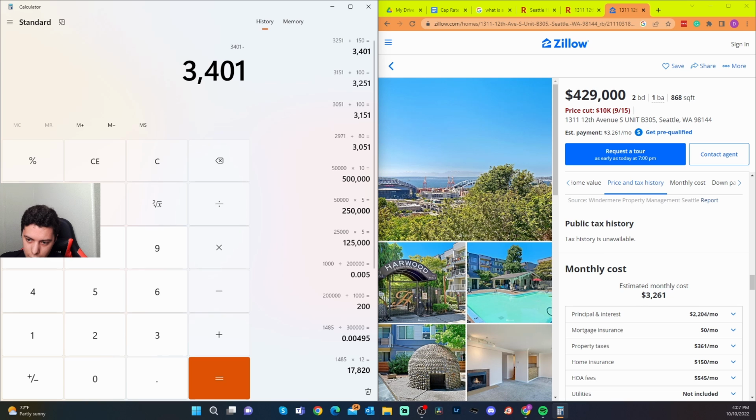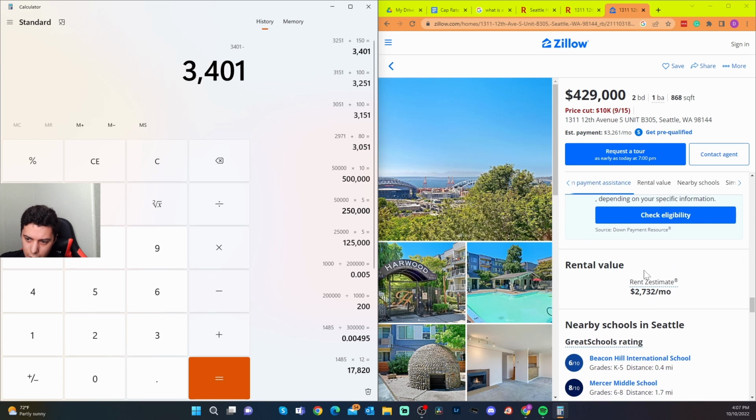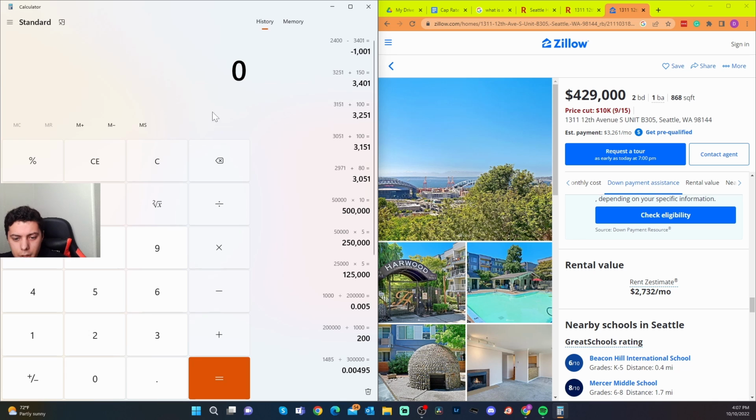And then knowing the area, it says here, oh wait, did it set it? Yeah, around like $2,732. That's the rent estimate. Okay, $3,401. Maybe knowing my property management company, I could rent it for that much. See? For this property alone, I already know this is a bad investment.